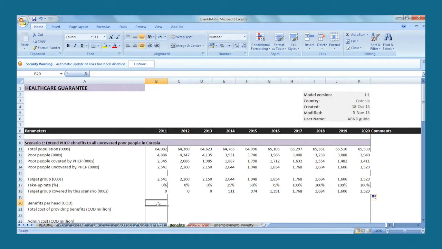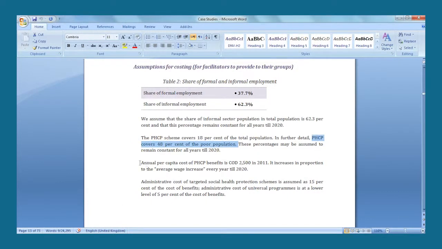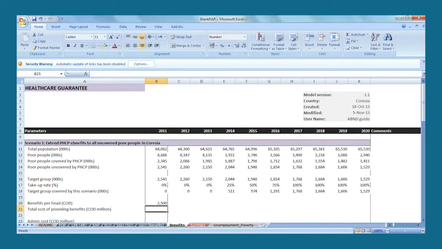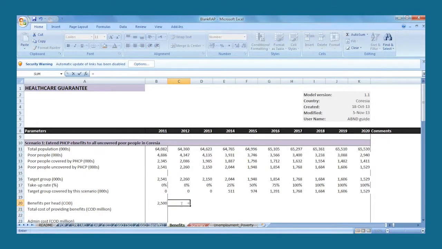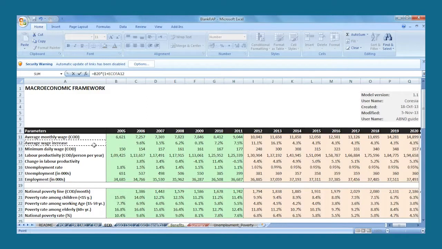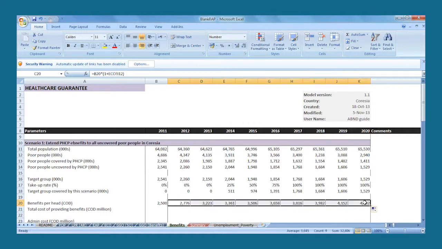Now, let's look at how to determine the benefit cost. The assumptions in the case study have the annual cost of PHCP benefits per person as 2,500 Parisian dines in 2011. To project the benefit cost for 2012, we multiply the cost in 2011, for example, 2,500, by the average wage increase in 2012 from the ECO sheet. This is done because healthcare expenses are normally assumed to increase in proportion to wages. This is dragged until 2020.